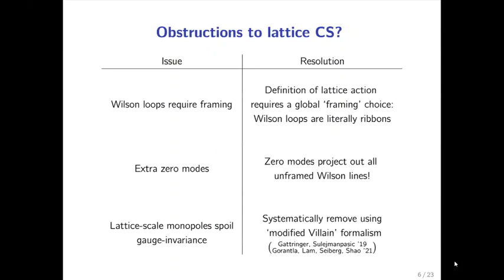But it turns out that all of these issues are either really important features of the theory or can be circumvented. So the fact that Wilson loops require framing is sort of built into our lattice action. Defining the lattice action requires a sort of global choice of framing. And the natural observables, actually the only observables which don't vanish in the theory, are literally ribbon operators. These extra zero modes perform this function of projecting out all Wilson lines which are not framed or which are not ribbons. And we can eliminate monopoles systematically using this recently discovered modified Villain formulation, which was discovered by Jing, Slim, and Passage and Christoph Gattinger. It also appeared in the study of fractons by these authors.